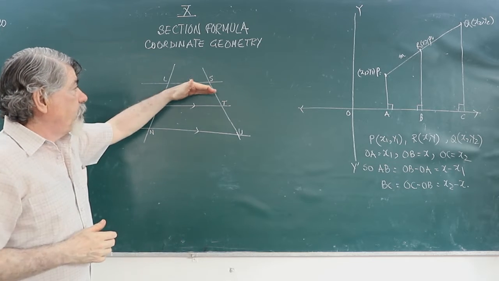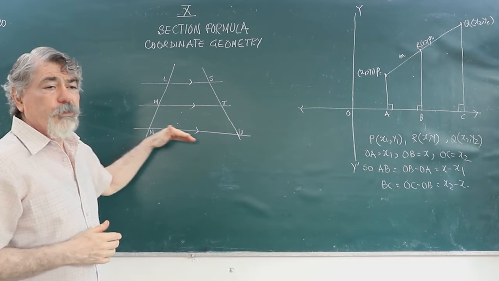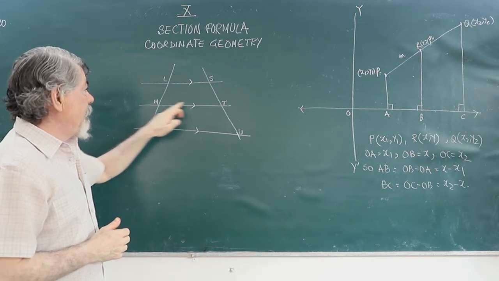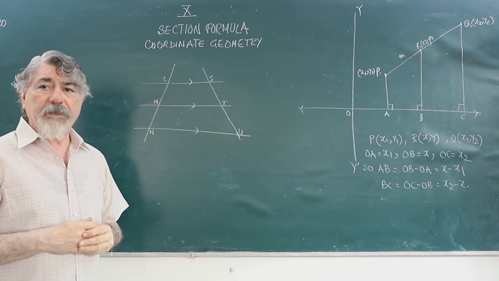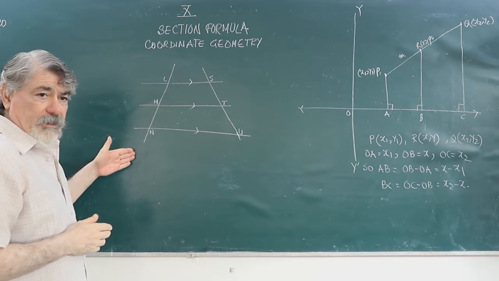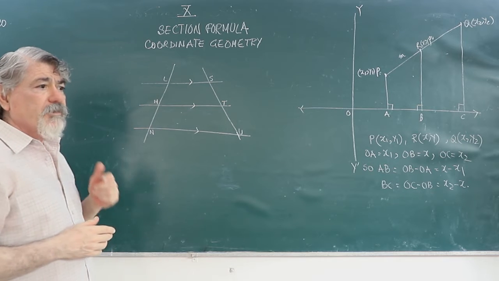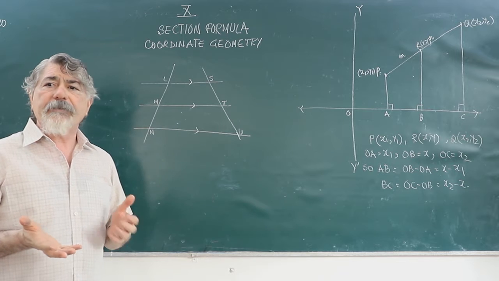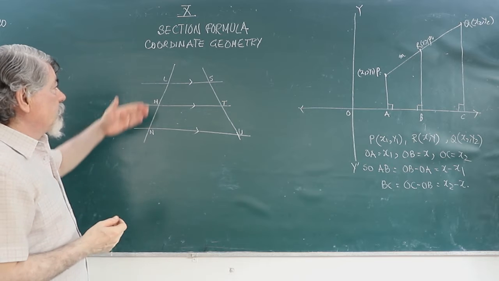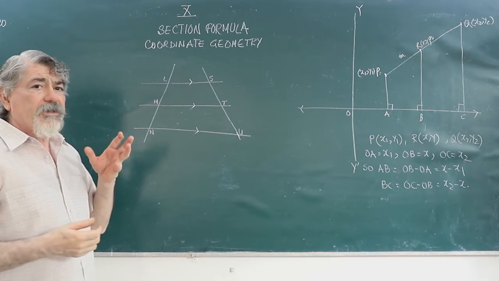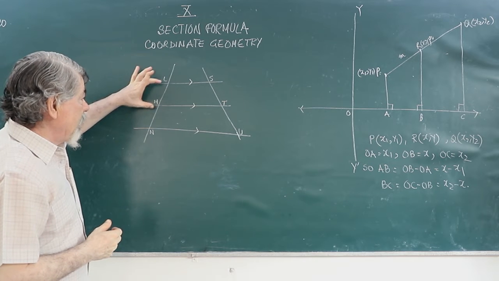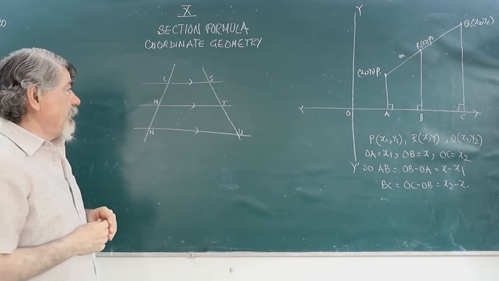There are two or more than two parallel lines. I have taken three parallel lines. Suppose I say LS, MT and NU are three parallel lines. There is a transversal. A transversal is any straight line cutting parallel lines or any two or more than two lines. So it's a transversal.